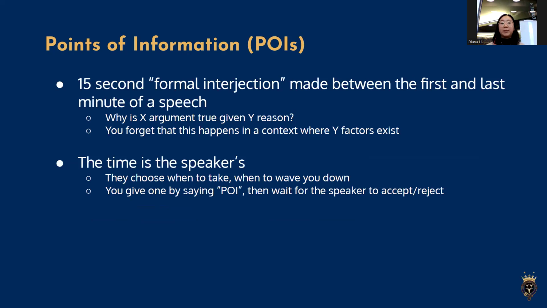Another piece of BP debate are points of information. These are 15-second formal interjections made between the first and last 30 seconds of a speech if you're giving 5-minute speeches. So a speaker on a different team or on a different bench would raise their hand, and if the speaker accepts their POI, they can ask a question. So common POIs include why is X argument true given Y reason, or here's a context that you forgot in which these factors exist that makes your argument less true.